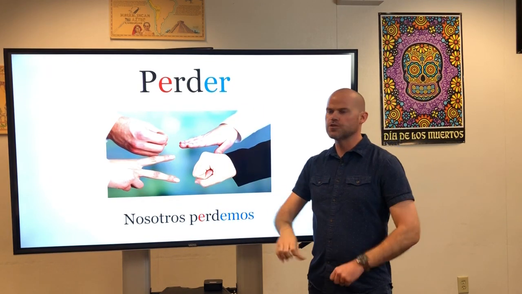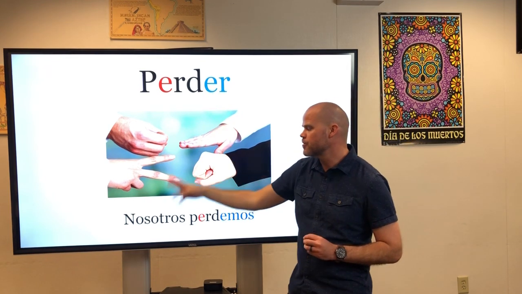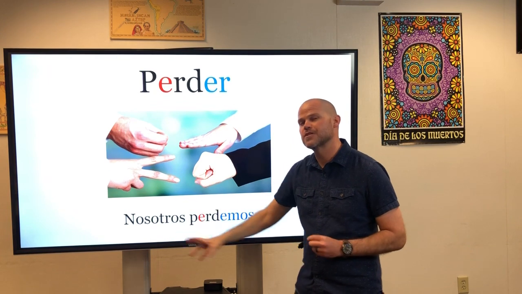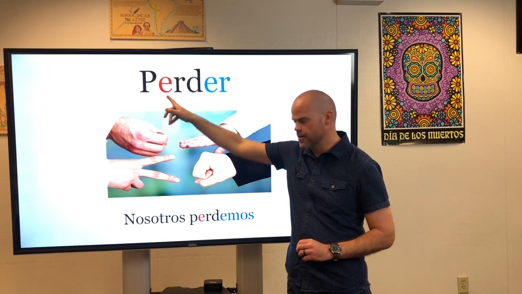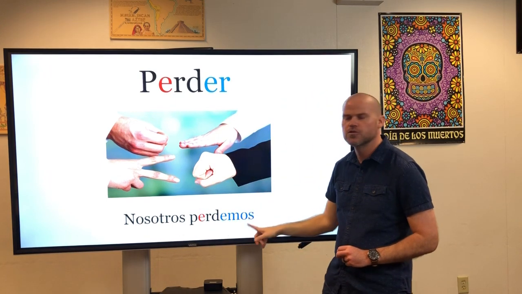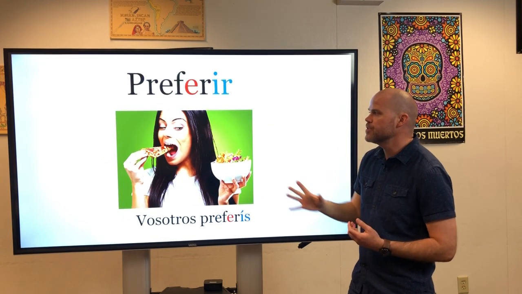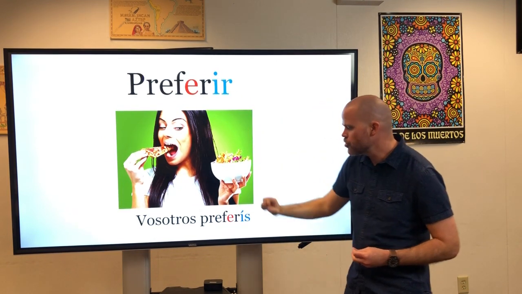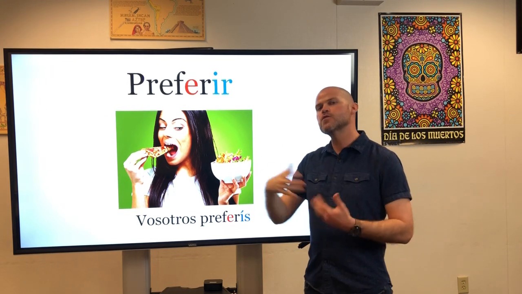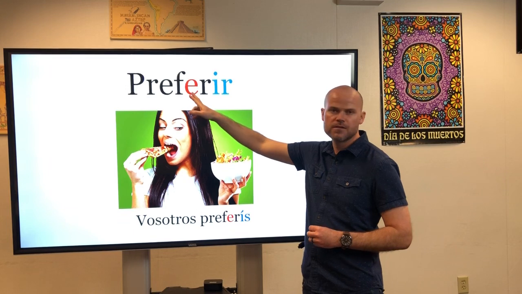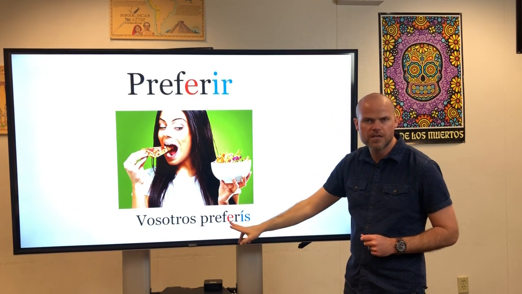Perder. Perder means to lose. Nosotros perdemos. So notice now we're conjugating the verb in the nosotros form. The nosotros form is outside of the boot. That means that we don't have the stem change. The E is not changing here. So it's nosotros perdemos. Notice, again, we do not have the stem change. Preferir means to prefer. Vosotros preferís. Vosotros is that other form that's outside of the boot. So that means that we are not seeing the stem change here. It's just vosotros preferís. No IE stem change there.